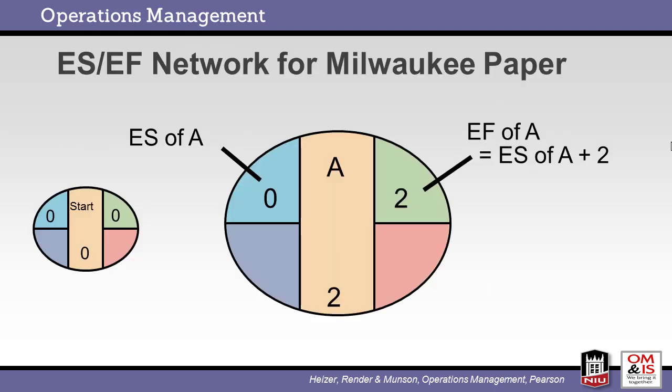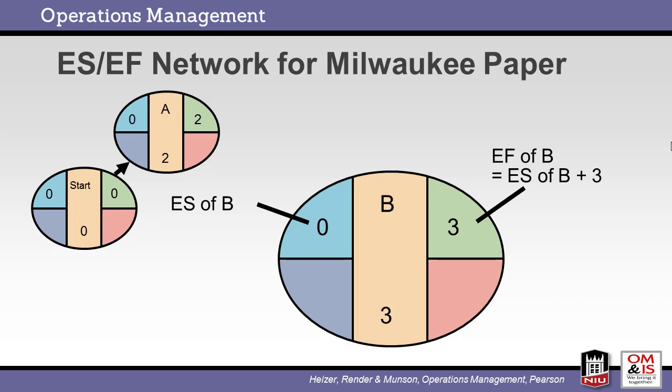We start by creating the starting activity. For the Milwaukee paper example, as for most projects, the starting activity starts at earliest start equal to 0 and the earliest finish equal to 0, since the activity has no duration. Next, we add activity A, which has duration of 2 and thus an earliest finish of 2. These numbers are calculated using the rules stated previously.